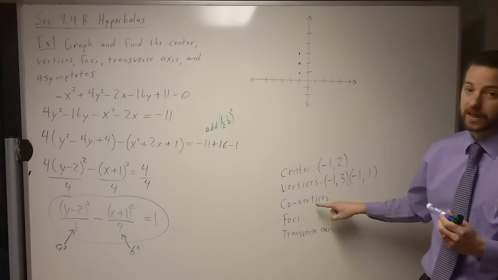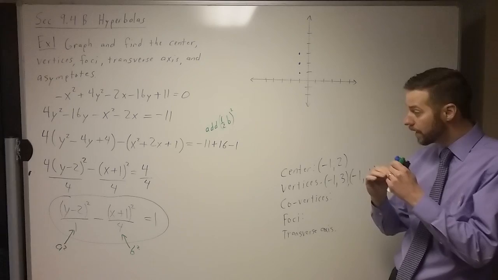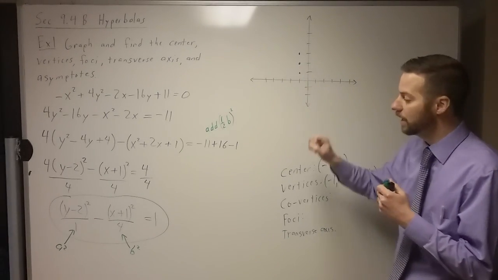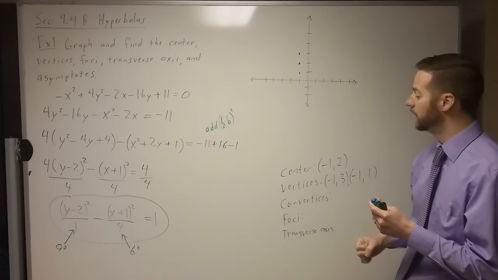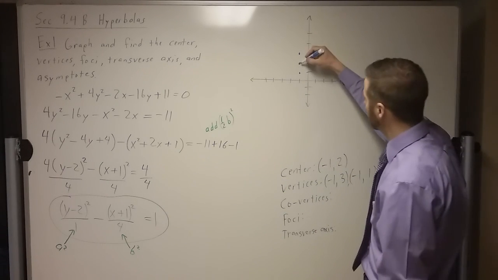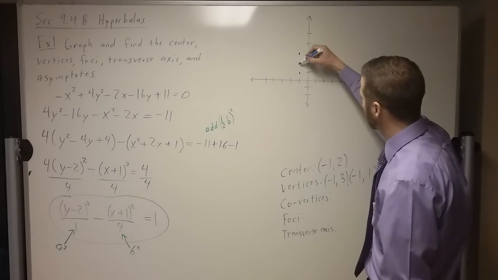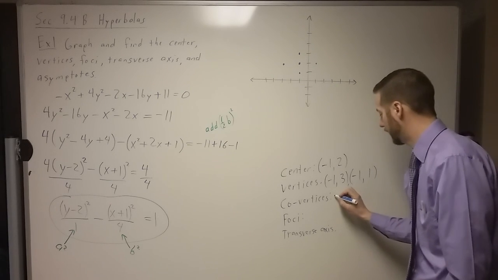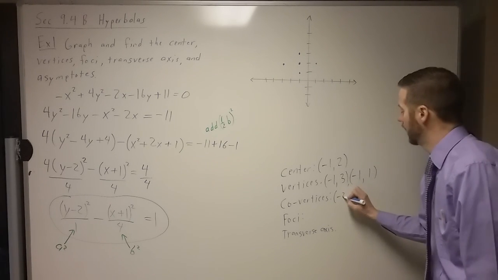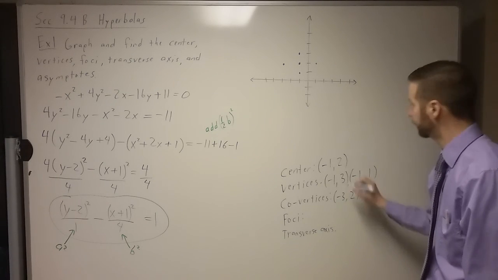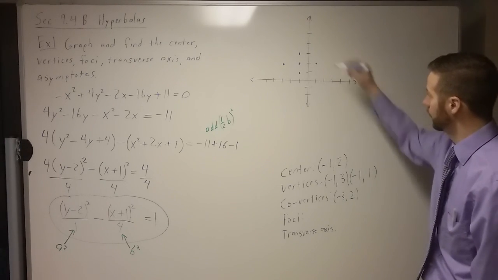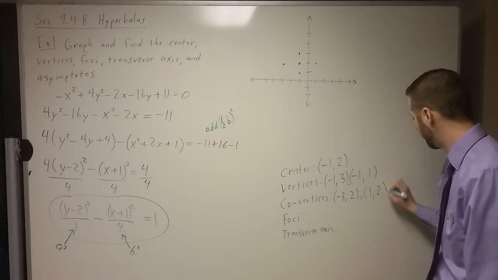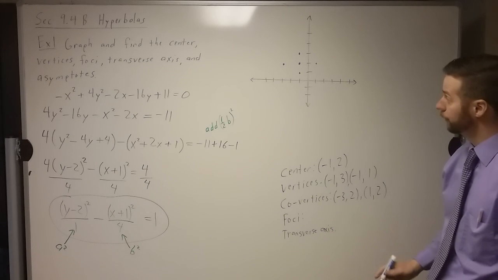Now to get to the co-vertices, we want to go from the center the other direction, and in this case, that's the x direction, and so I want to go left and right b. B squared is 4, which means b is 2. So I'm going to go to the right 2, I'm going to go to the left 2. So right there are my co-vertices. I'm going to go ahead and write down these coordinates. So we've got -3, 2 for that co-vertex. This co-vertex, we've got 1, 2. So that takes care of our co-vertices.